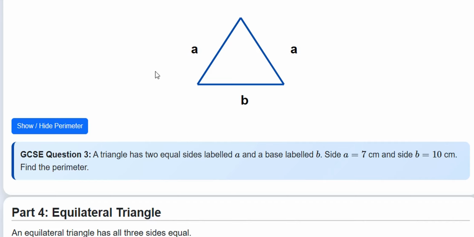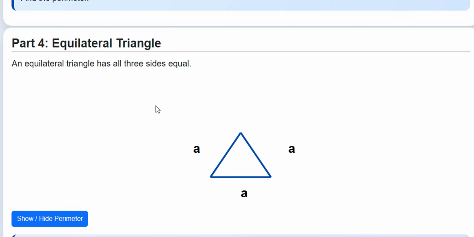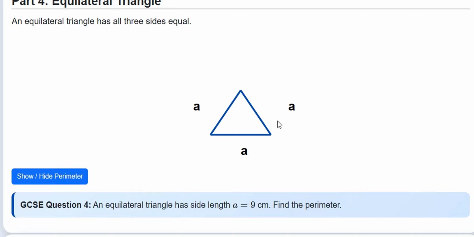We can go ahead and try another example, of course. How about the perimeter of an equilateral triangle? An equilateral triangle is one where all the sides are equal. So, for example, here, this triangle has all the sides equal. The perimeter, of course, as usual, is the distance outside the triangle. So, to do so, we need to add all the sides.